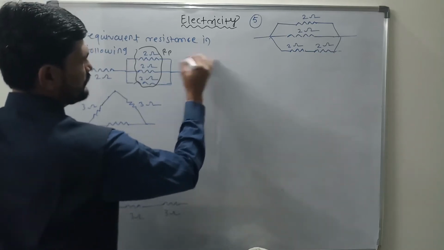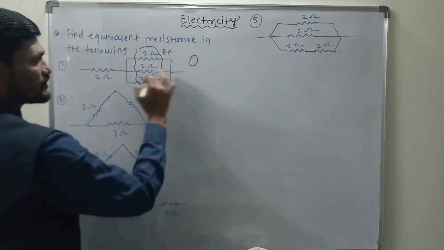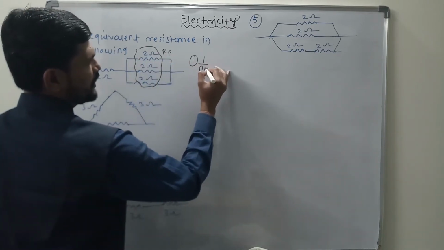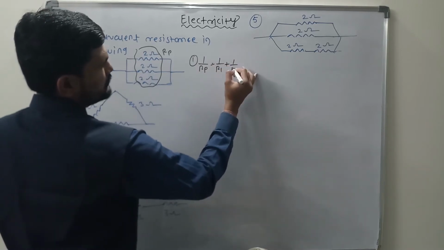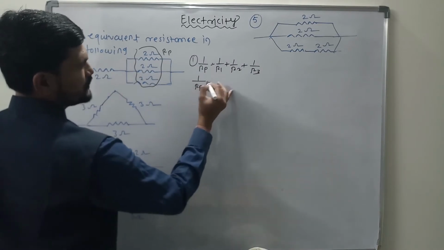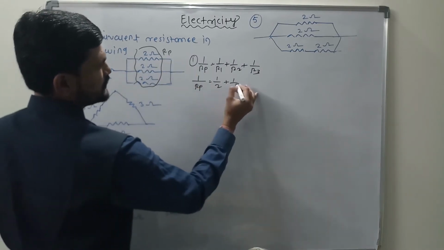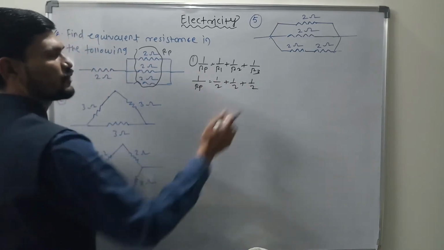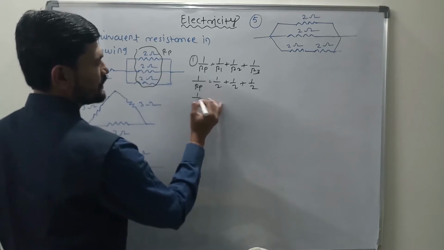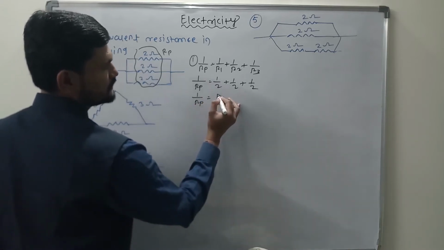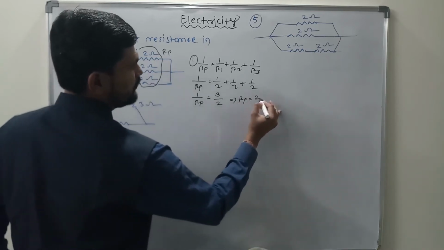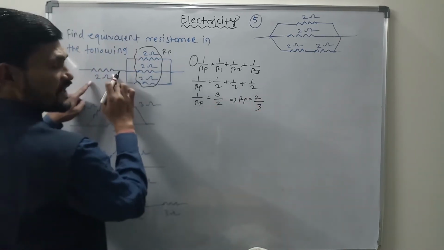So what should we do? First of all, we calculate the parallel. All these resistances are equal. 1 by Rp is equal to 1 by R1 plus 1 by R2 plus 1 by R3. So 1 by Rp is equal to 1 by 2 plus 1 by 2 plus 1 by 2. So what is the combination? 3 by 2. Yes or no? So 1 by Rp is equal to 3 by 2, which becomes Rp equal to 2 by 3. Now this Rp becomes in series with 2 ohm.